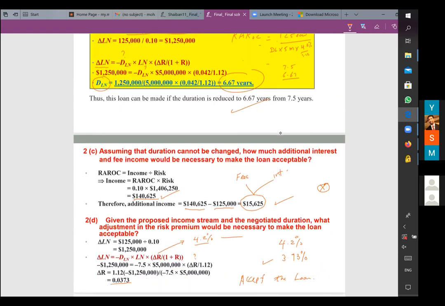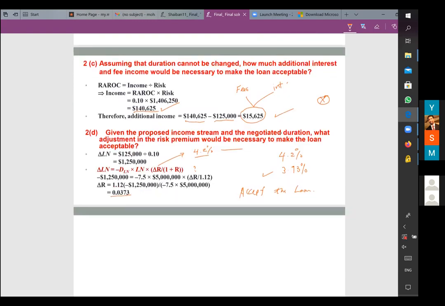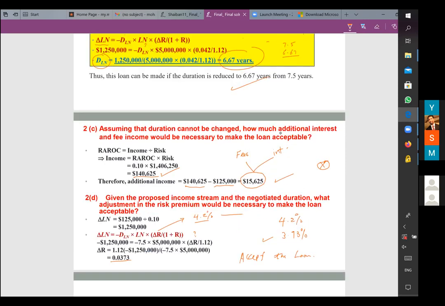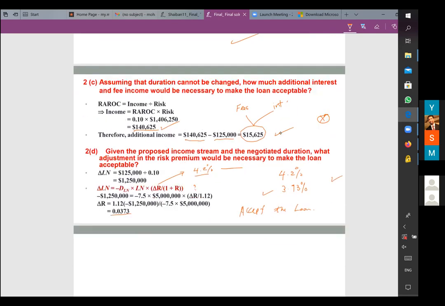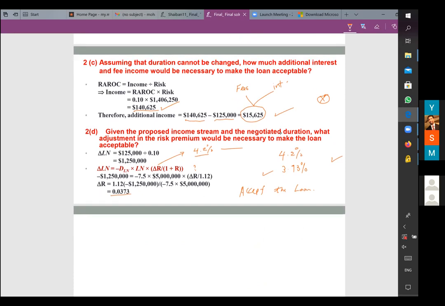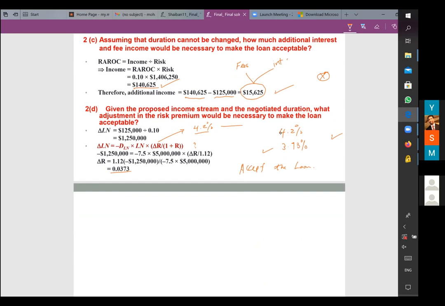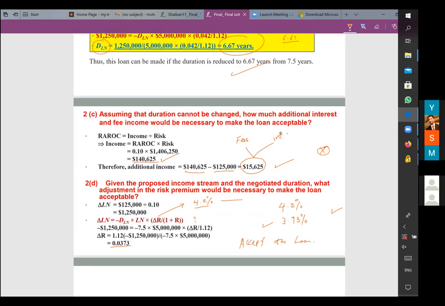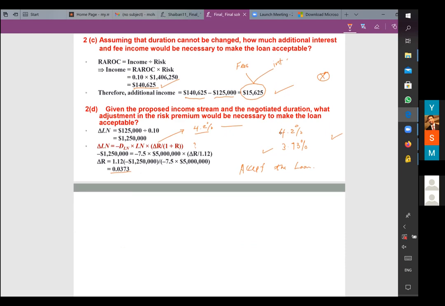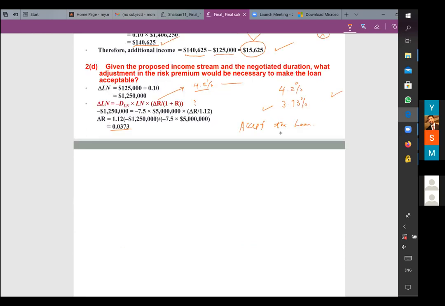So actually, this is the core of the most important thing I want to discuss, because this has been a question in the final, actually. These are the other sides or arguments of the RORAC. Now, if we are done, any question before I move to the next? Okay.